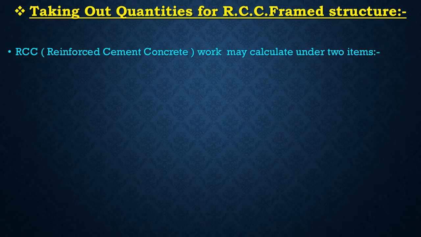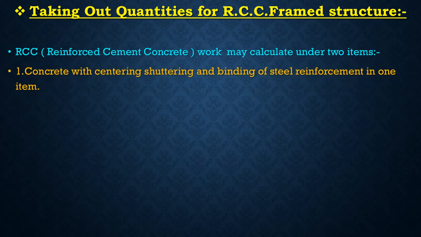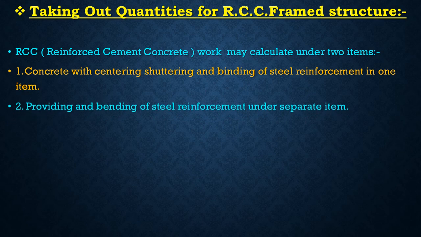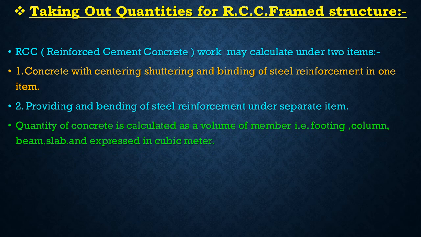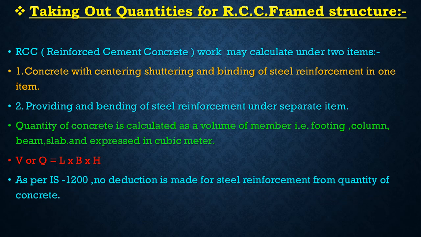RCC work may be calculated under two items. Concrete with centering, shuttering and binding of steel reinforcement is one item, and providing and bending of steel reinforcement is a separate item. Quantity of concrete is calculated as the volume of a member. Members are footing, column, beam, slab, and it is expressed in cubic meter because it is the volume of a member. Quantity of concrete, V or Q, is equal to length into breadth into height. As per IS 1200, no deduction is made for steel reinforcement from the quantity of concrete.